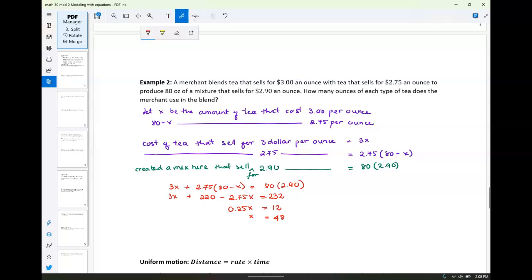So here we have 48 ounces of tea that sells for $3 per ounce, and 32 ounces of tea that sells for $2.75 per ounce.